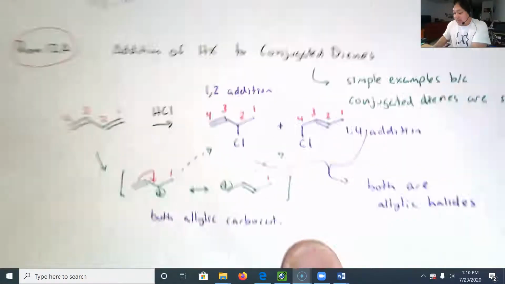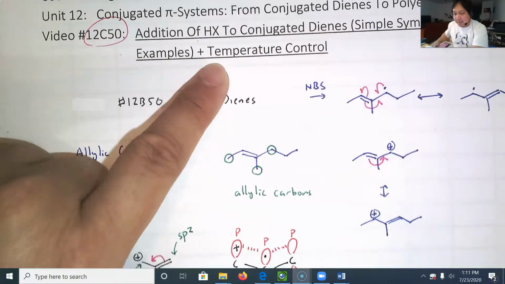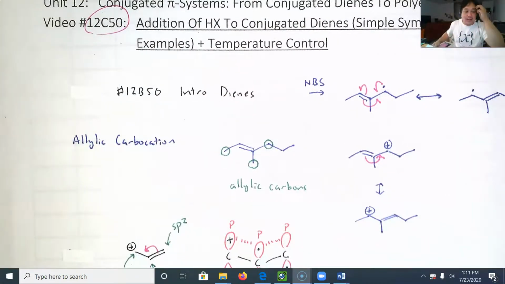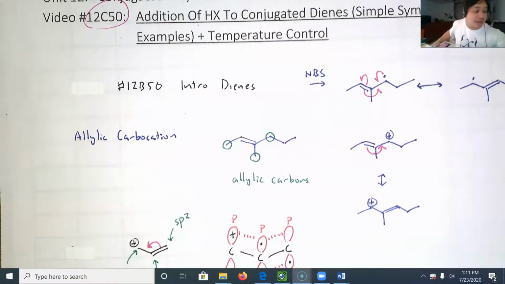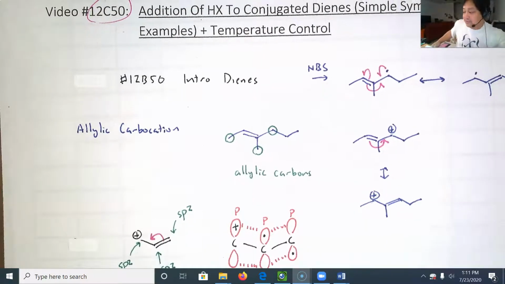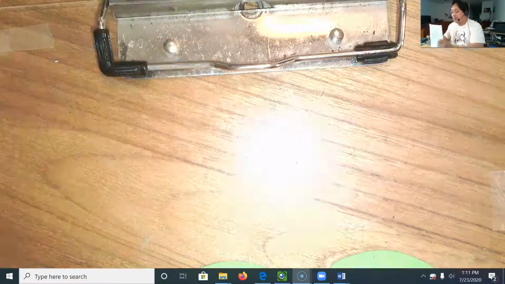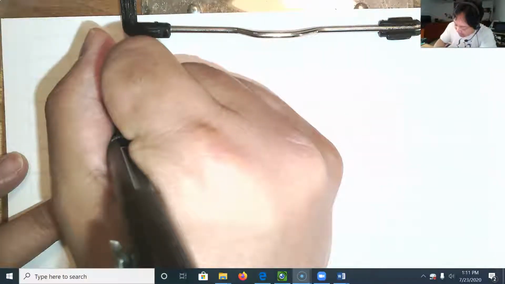Okay. I think I alluded to in the title that maybe we could control this mixture by adjusting the temperature. And I think I'll have time to show you that trick. But before we do that, let's do another example. In this video, I'm promising you just to do reactions on symmetrical dienes. Let's try this one. Let's try a cyclic one.